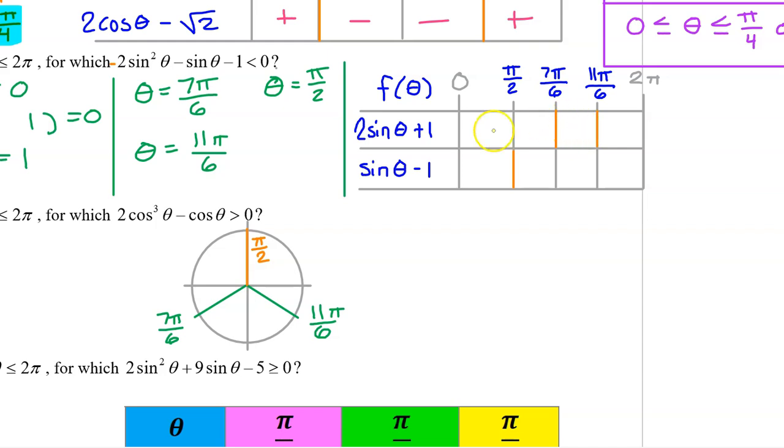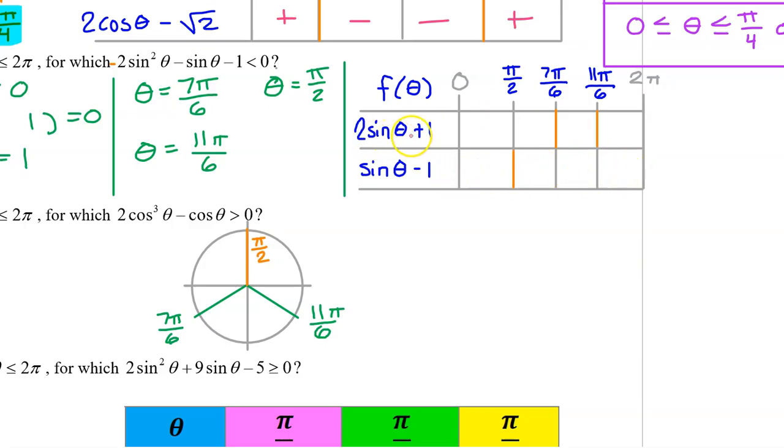This will help me because, for example, this first factor of 2 sine theta plus 1 can only change signs at 7 pi over 6 and 11 pi over 6. So I don't have to check 4 intervals. I really only have 3 intervals, here, here, and here. When I get to sine theta minus 1, it can only change signs at pi over 2. So I only have 2 intervals to check, not 4.